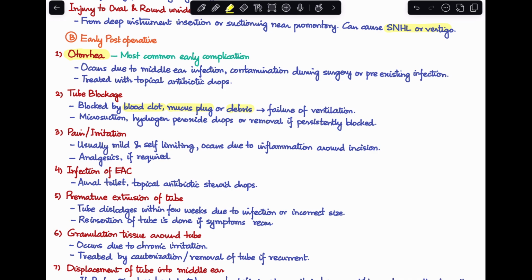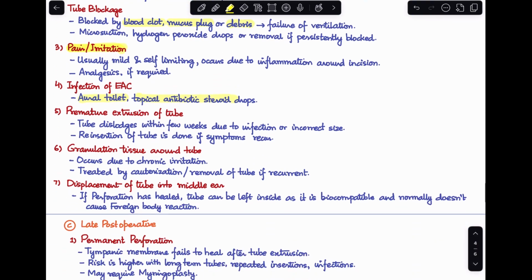Some other common complications could be pain and irritation, but these are usually mild and self-limiting. It can happen because of inflammation occurring around the incision. In severe cases, you may use analgesics. Fourth complication is an infection of the external auditory canal, that is otitis externa. We'll treat it by doing aural toileting and topical antibiotic steroid drops.